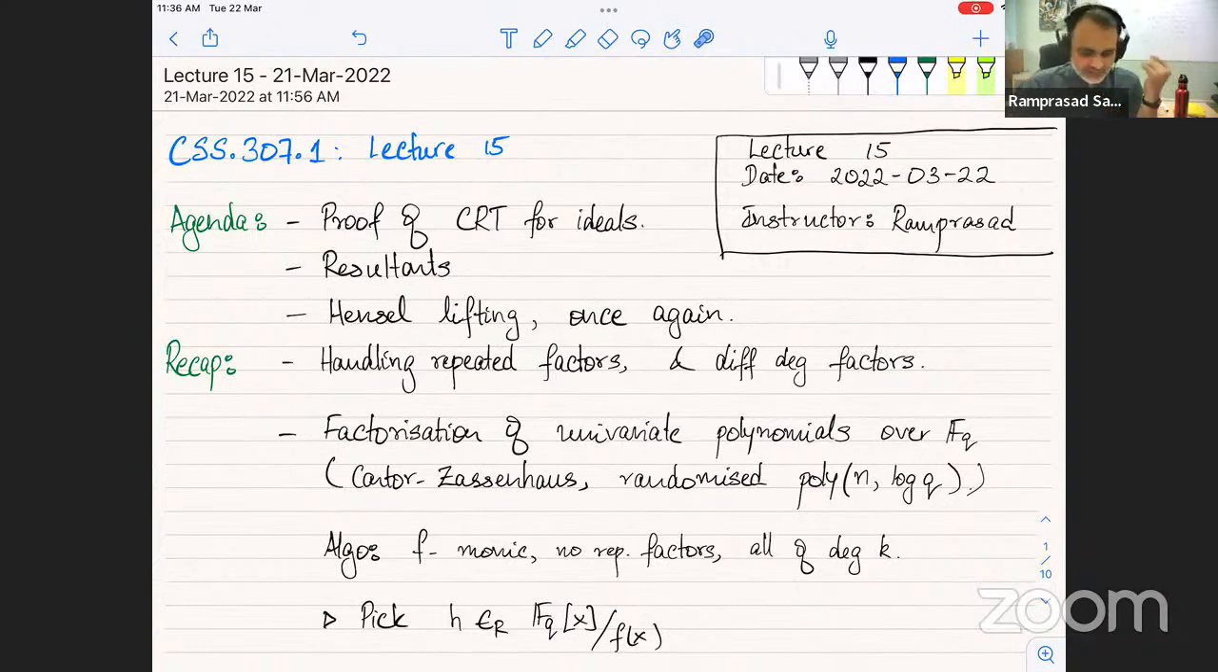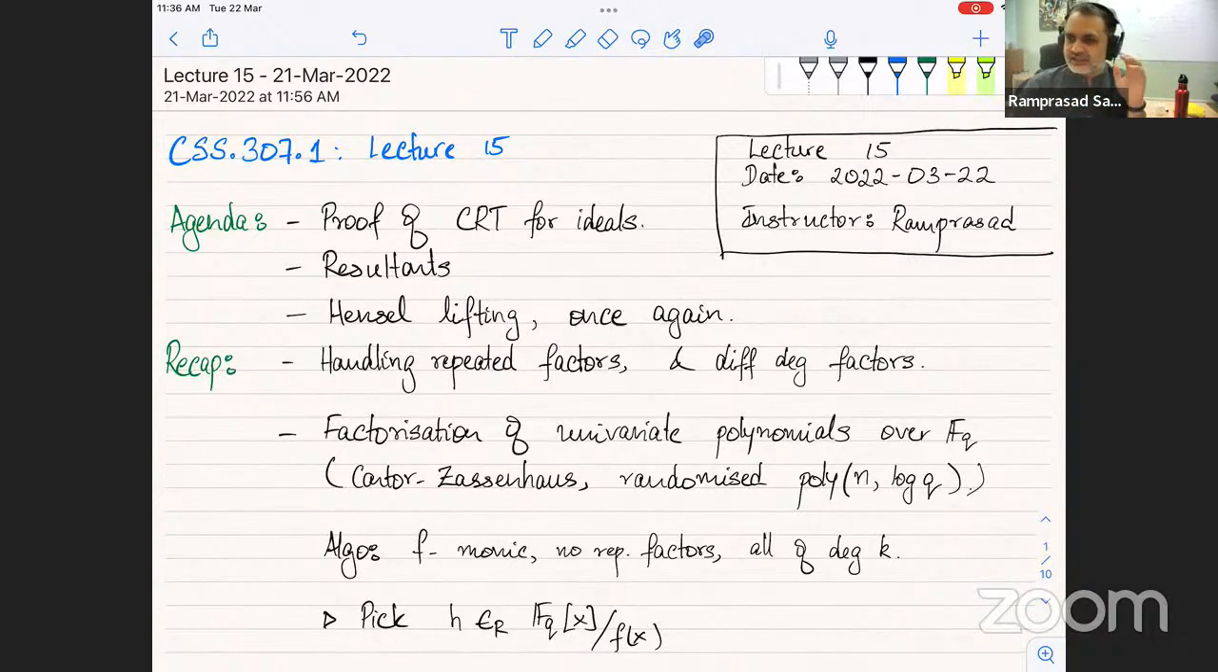And as I mentioned, there are a bunch of tools that we need to pick up. One very important tool is this notion of resultants, which will be a good chunk of today's lecture. And then we'll deal with Hensel lifting once again, but depends on how much time we have left today. If required, it will get pushed to the next lecture.